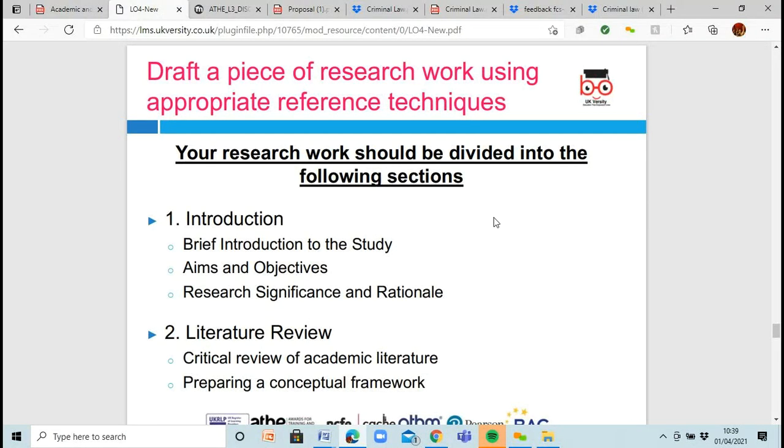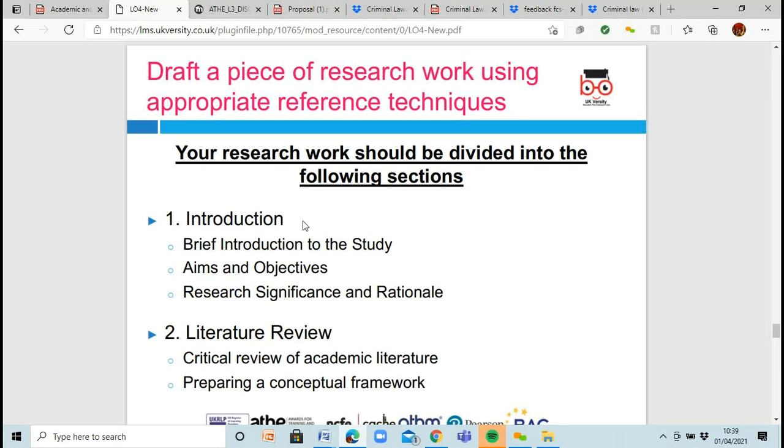And then your research should be divided into the following sections. So have an introduction, a brief introduction to the study, what the aims and objectives are, and what the research significance and rationale is. That just means what significance it's got, how important it is, and why you're doing it.